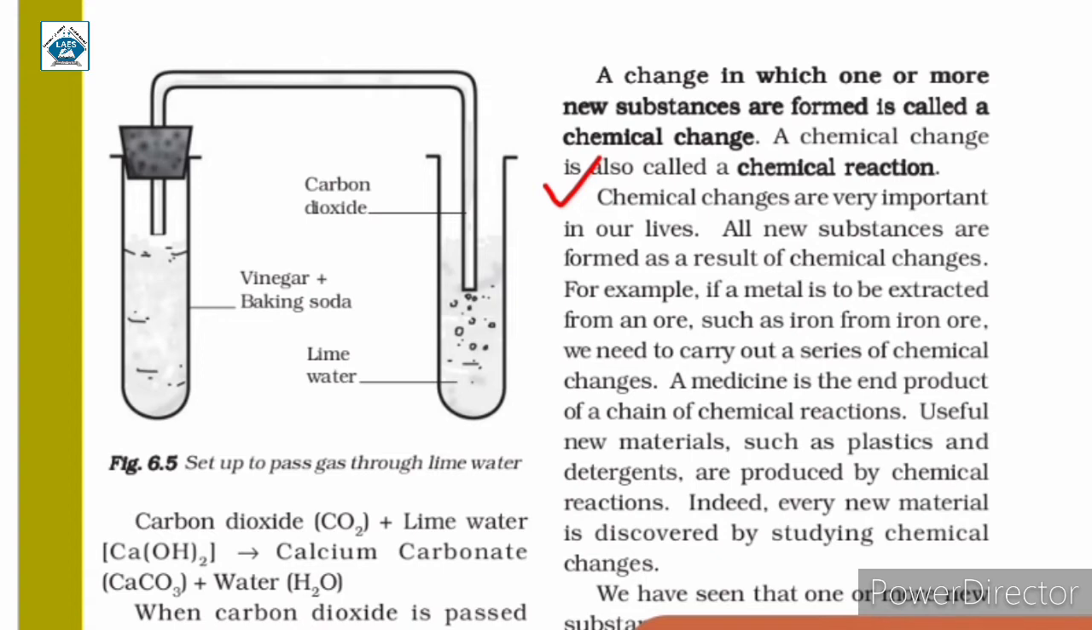Happens due to chemical changes. So, all the new substances that are formed in daily life are a result of chemical change. If we have to extract metal from an ore, then we have to carry out a series of chemical changes. Similarly, medicines, plastics, detergents, etc. are produced because of chemical reactions. So, we can say that every new material is discovered by studying chemical changes.